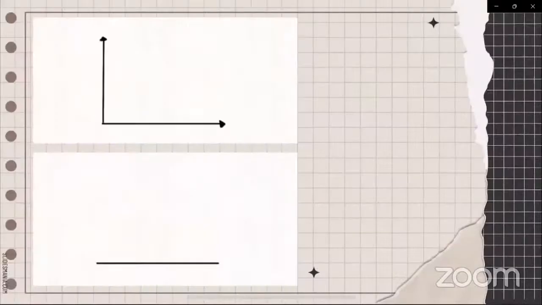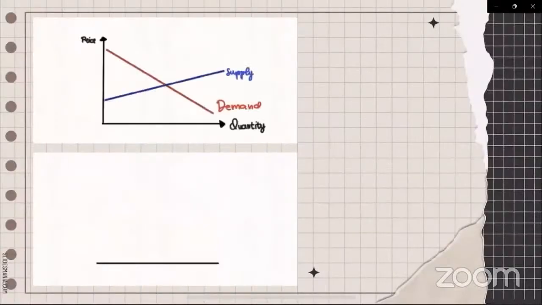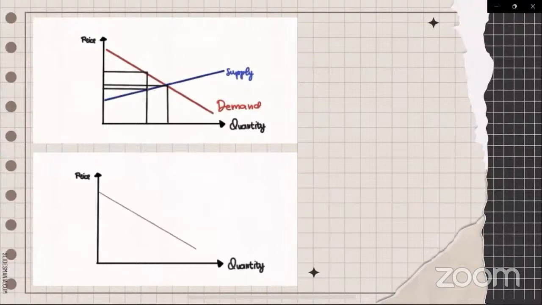So, how does elasticity affect the tax burden? If demand is more inelastic than supply, the buyer will bear more of the tax burden. The price paid by the buyer is PB and the price received by the seller is PS. The tax borne by the seller is the B area and the tax borne by the buyer is the A area.